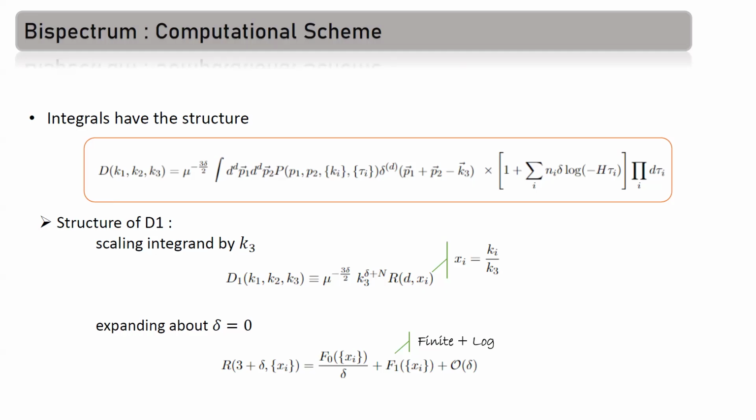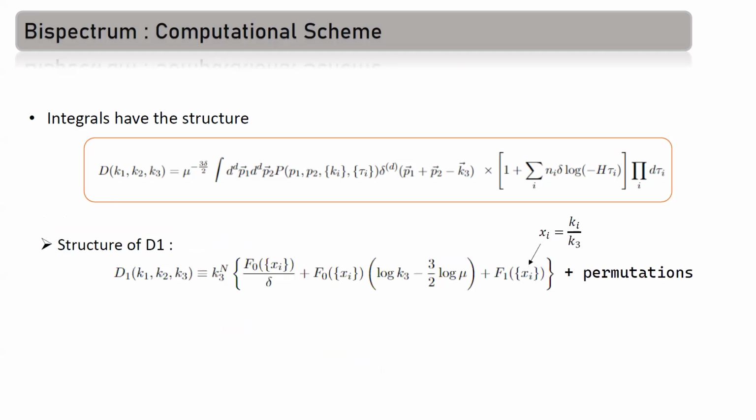This is a 1 by delta times some polynomial function of scaled energies, and some finite terms as well as some logarithms. These logarithms are of scaled energies. And since there's a 1 by delta here, if you expand this factor of mu and k3 to the power of delta about delta equals 0, you will end up with log mu and log k3 times the same function that multiplies 1 by delta, and some logs and finite functions of scaled energies, along with other permutations of the diagram.